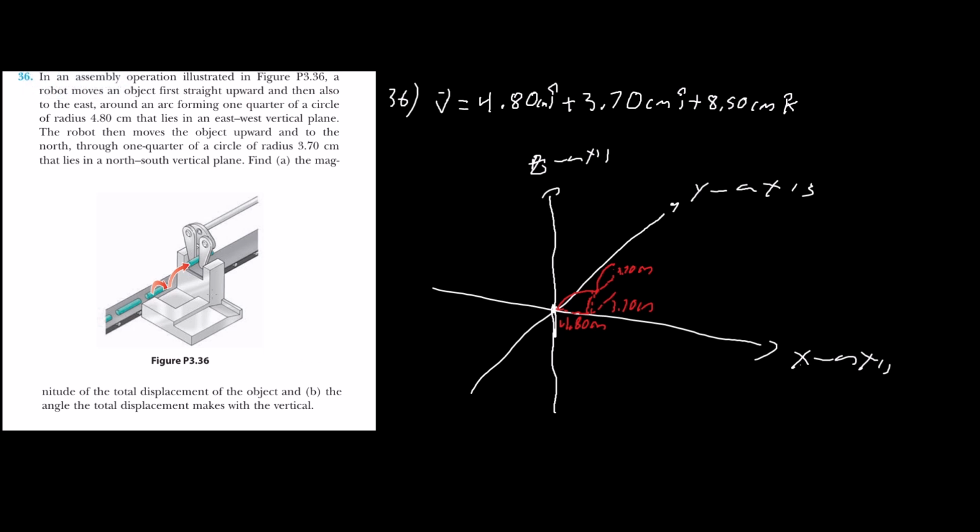And now it's going to ask for the magnitude. So let's find the magnitude, since we already got all that out of the way. The magnitude of this vector is going to be 10.44 centimeters. So that's going to be part A. Part B is going to ask for the angle of the total displacement with the vertical.